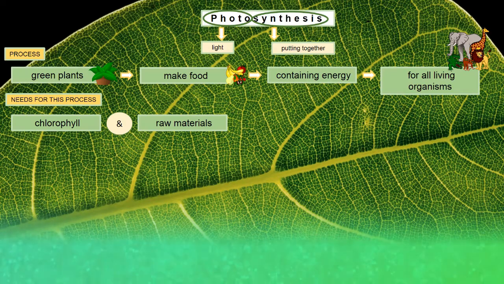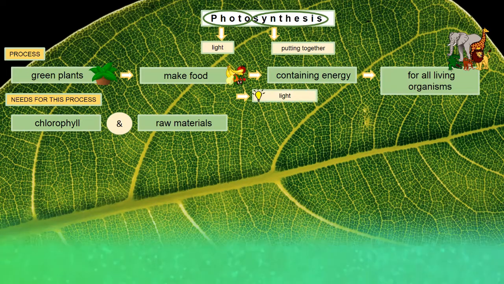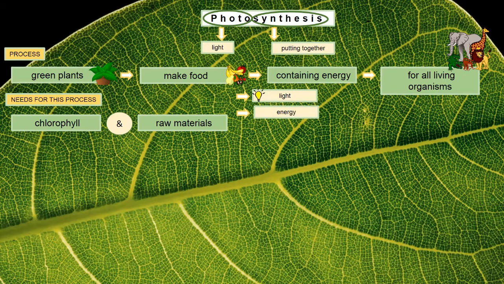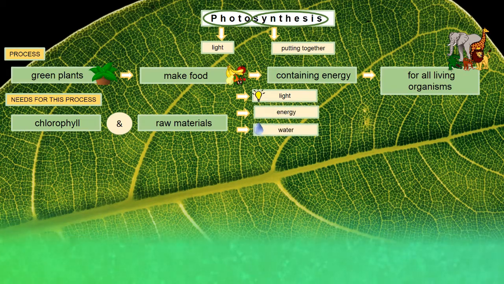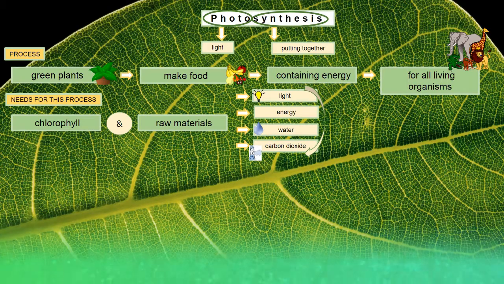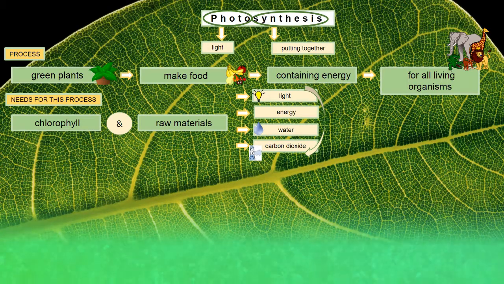It is a good idea to ask yourself questions while you summarize your work. Light, energy, water, carbon dioxide. Can you remember the 4 raw materials that are used in the process of photosynthesis?